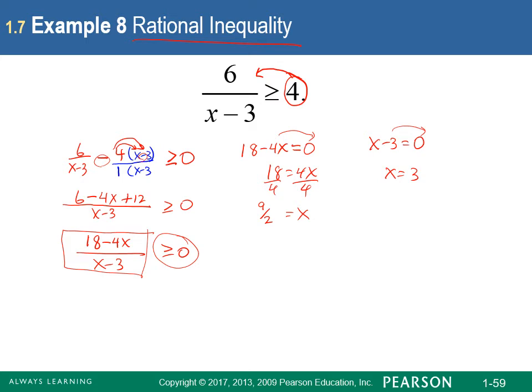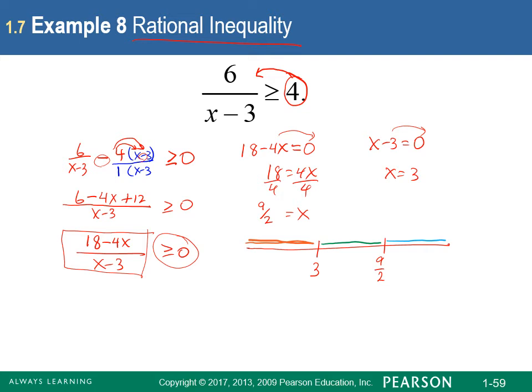Now we pick up with what we just got through doing for the quadratics. We draw us a number line. We've got a 9 halves, that's a 4 and a half, and a 3. So the 3 would be here, the 9 halves here. And do you see, this is again divided into this region, and this region.